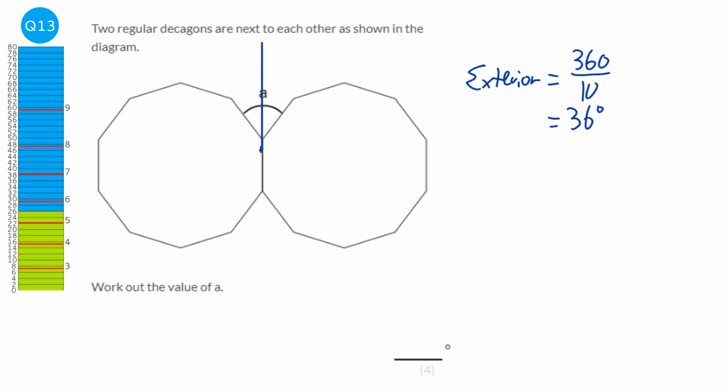You just continue on from the side. So this one here is the exterior angle of the left-hand decagon, and this one here is the exterior angle on the right-hand decagon. So altogether, the angle A will be 36 plus 36, which will be 72. So our answer will be 72 degrees.